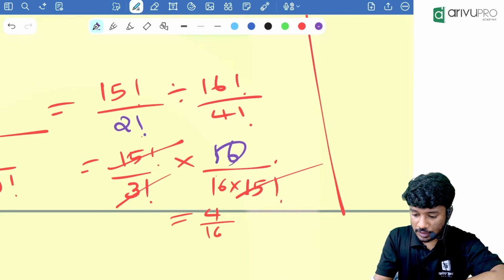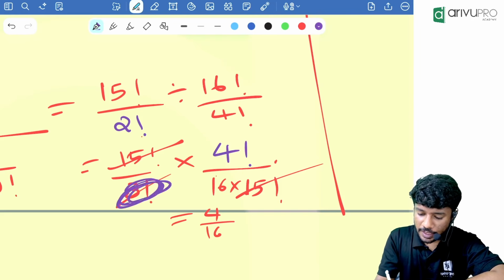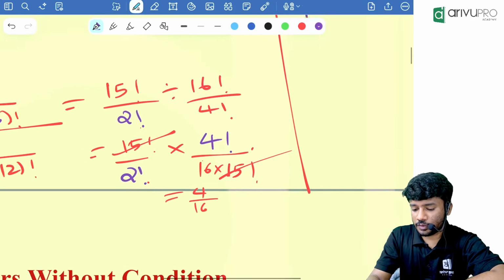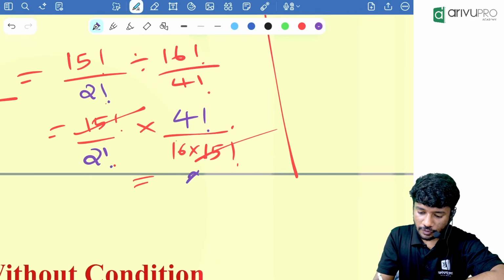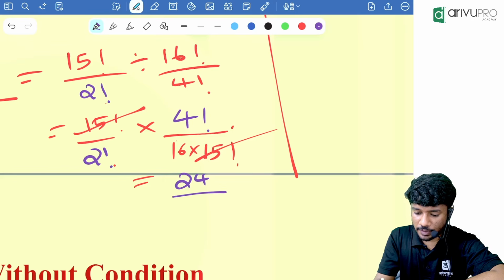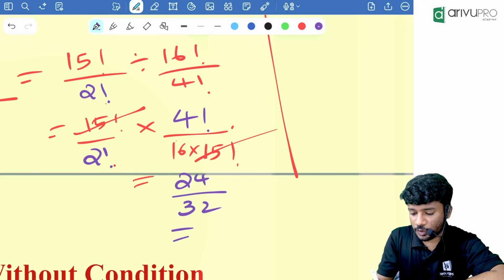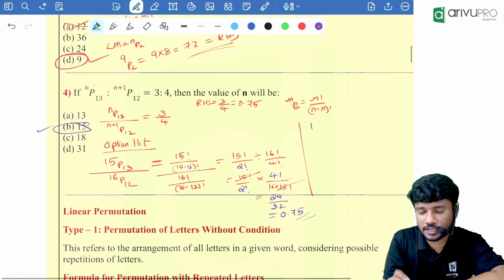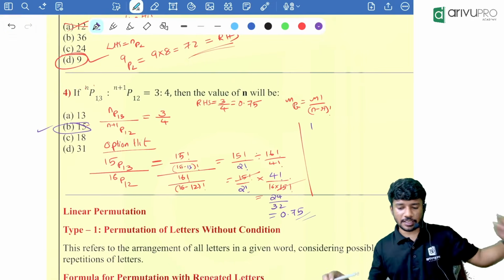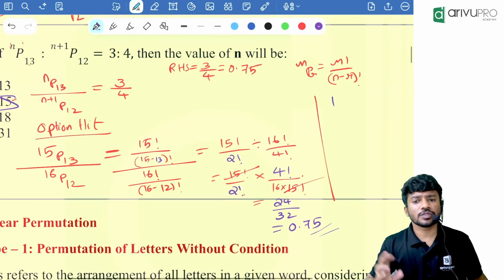16. That is becoming what? 4 factorial divided by 2 factorial. Okay. 4 factorial divided by 2 factorial is how much? 24 divided by 32, which is equal to how much? 0.75. Yes, we made a mistake last time and this time. Which option is the answer? Option B is your answer. Any doubt in this, people?